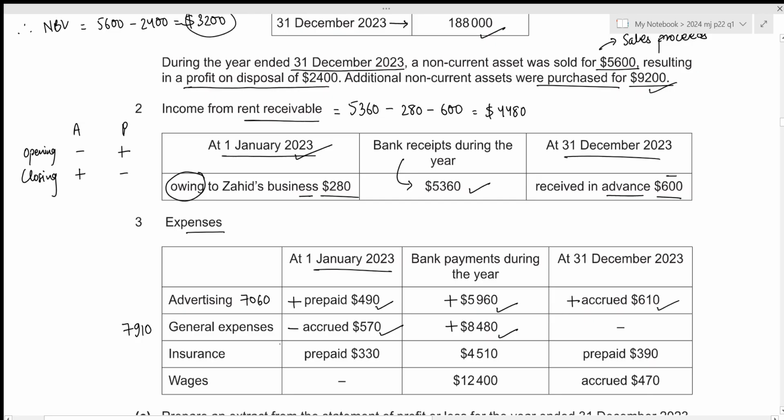For insurance, we have the opening prepaid, which we need to add to 4,510, and we again have the closing prepaid, which we will subtract. So that will be 330 plus 4,510 minus 390, which results in the value of 4,450. For wages, we start with 12,400, and we have accrual of 470 at the closing date. We always add the closing accruals, so that will be 12,400 plus 470, which results in 12,870.